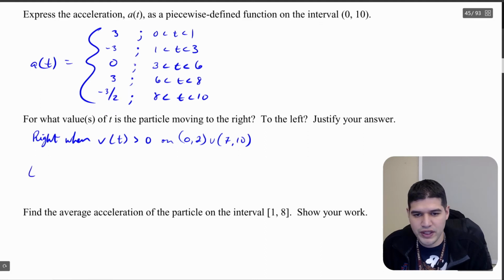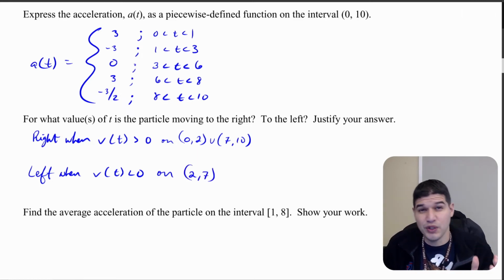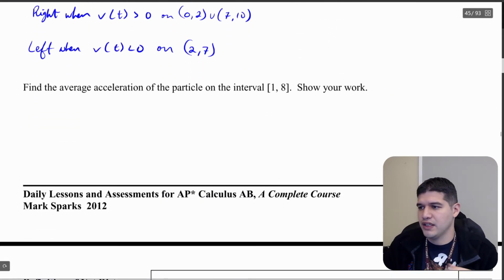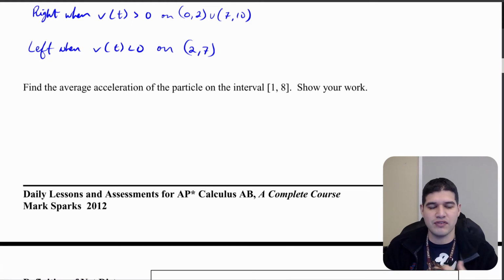And on the flip side, we know that we're moving left when velocity is less than 0, when velocity is negative. And that's happening from 2 to 7. Anything that's below the x-axis, we know that that particle is moving to the left. And finally, our last question of the video is, we want to find the average acceleration of the particle on the interval from 1 to 8.